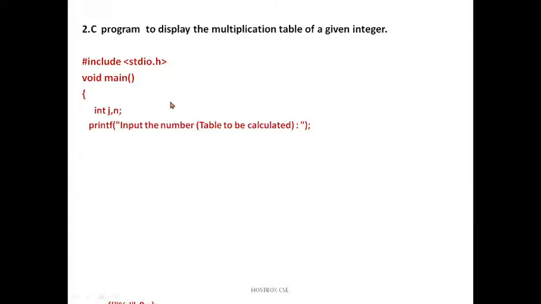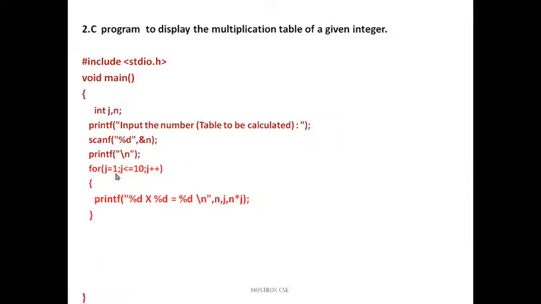Next question: write a C program to display the multiplication table of a given number. As you know what a multiplication table is, here we are going to give some input and generate the multiplication table up to some rows. So I am going to write a program with int j, n and printf to input the number for which you are going to generate the table, and scanf %d followed by &n. Then printf \n for new line, and I am using the for loop here.